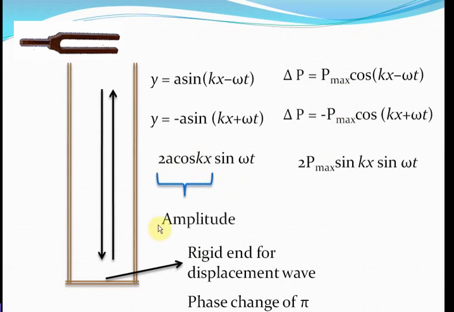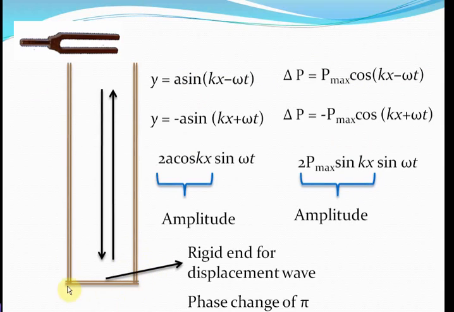So the net amplitude at any point for the displacement wave will be 2a cos kx, and the amplitude for the pressure wave at any point will be 2p max sin kx. So you can see that the amplitude of the displacement wave varies with cos kx, and the amplitude of the pressure wave varies with sin kx, given these equations of displacement and pressure.